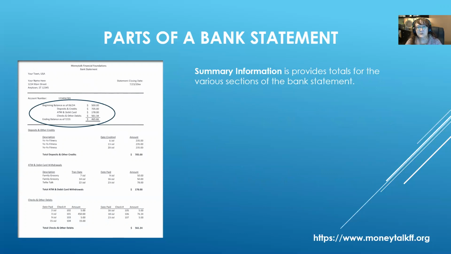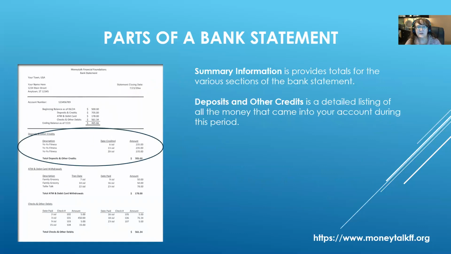The different parts of your bank statement, first one is a summary, which is the totals of the various sections that are yet to come. There's all the deposits and other credits. Every time money has come into your bank account, we have details on that.